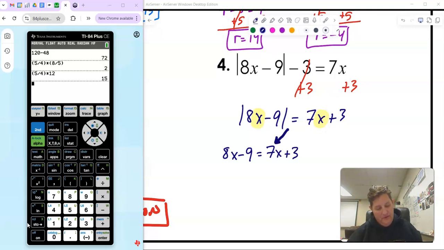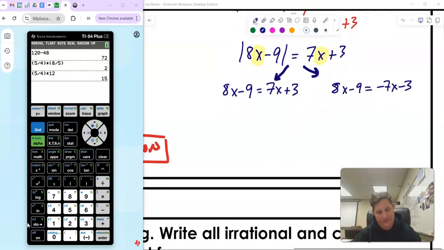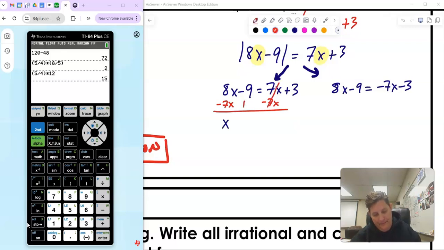So, I am going to still write this twice. Now, the two ways that I'm going to write it, I'm going to write 8x minus 9 equals 7x plus 3. And then I'm going to write 8x minus 9 equals, and I'm just going to make this other side negative. So I'll make it negative 7x minus 3. And then I'm going to go ahead and solve both. Okay? Okay, on this side, I subtract 7x over. That gives me 1x. I add the 9 over. That gives me 3 plus 9 is 12.